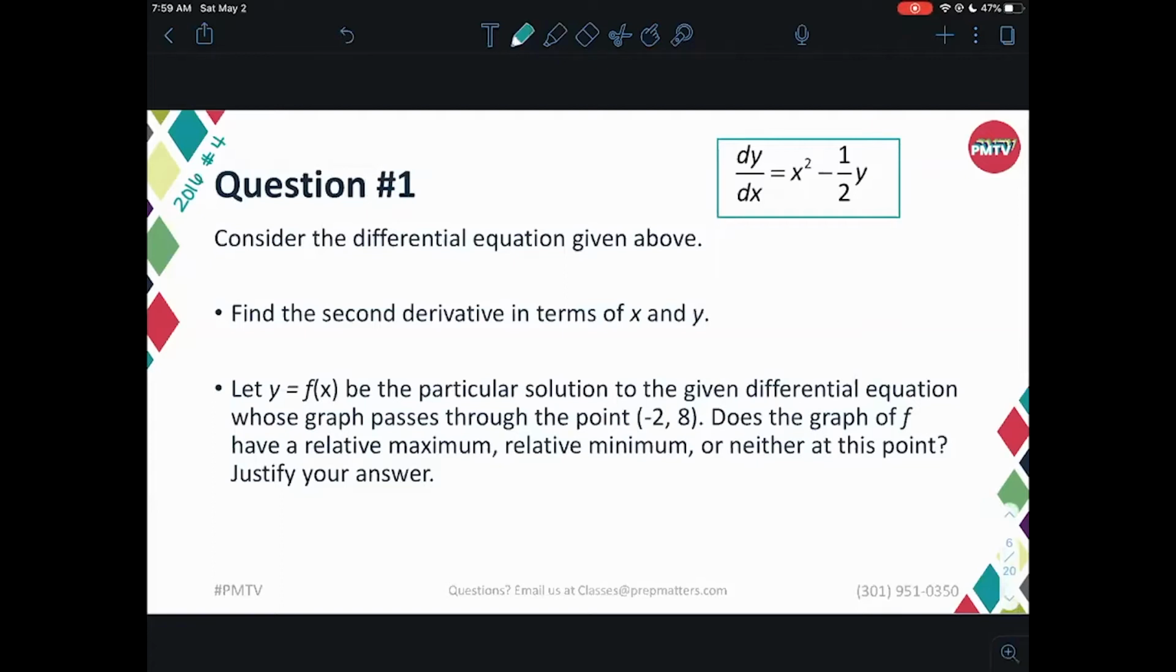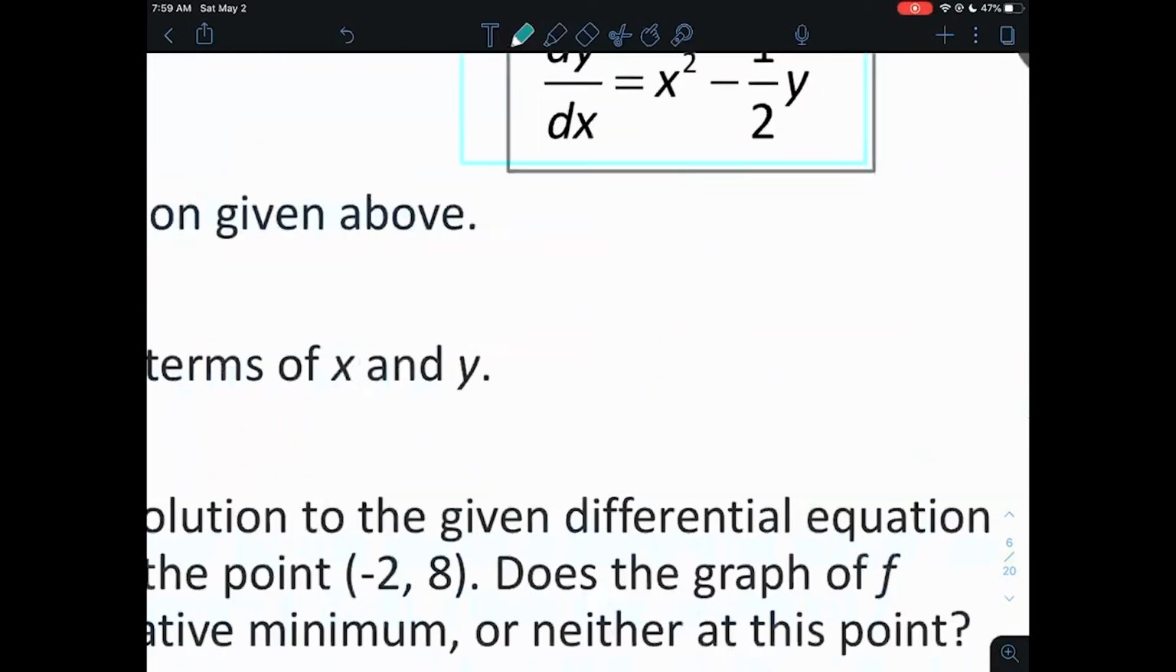So here we have a differential equation. Consider the differential equation above. Notice right away that this is not a differential equation that looks like it's going to lead to an exponential model or a logistic model. It's just something else. And our first part here is to find the second derivative in terms of x and y. Nothing to do with anything in Unit 7. This is a review from the very beginning of calculus.